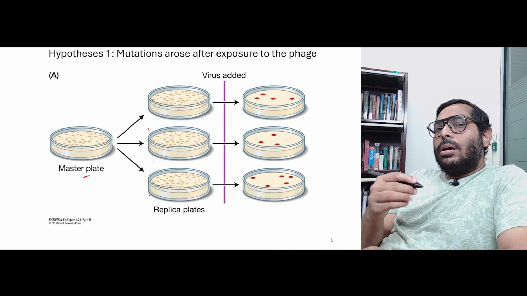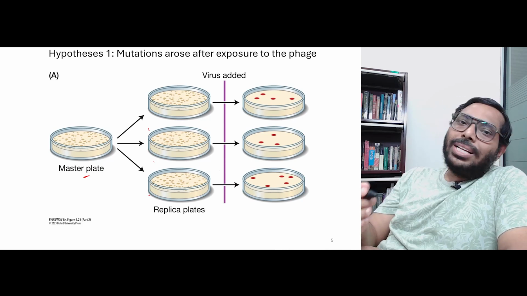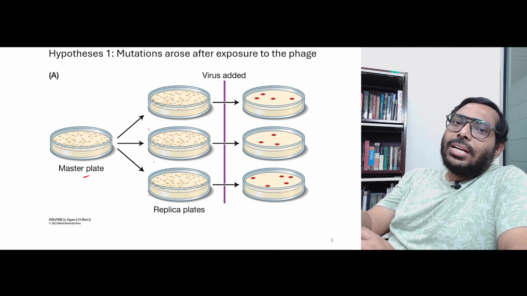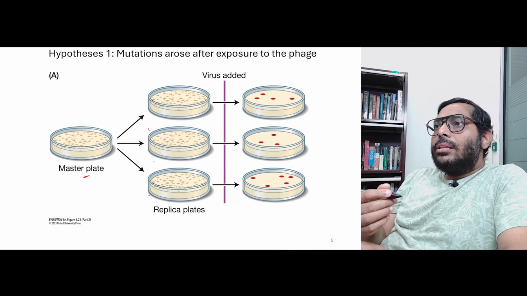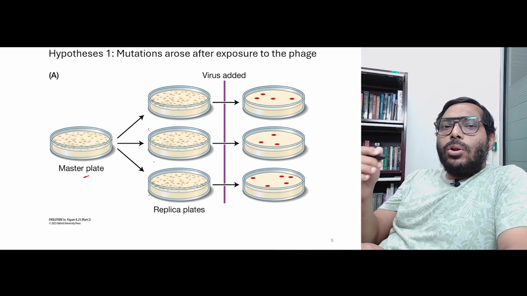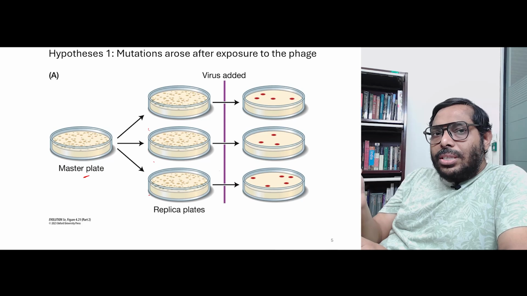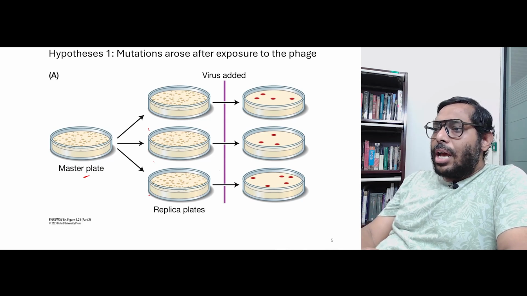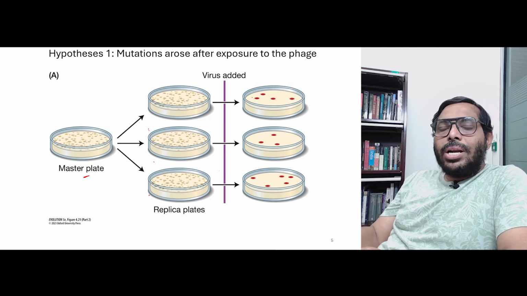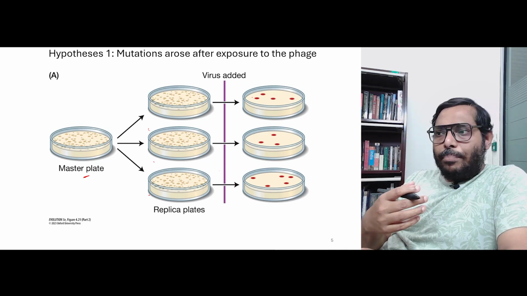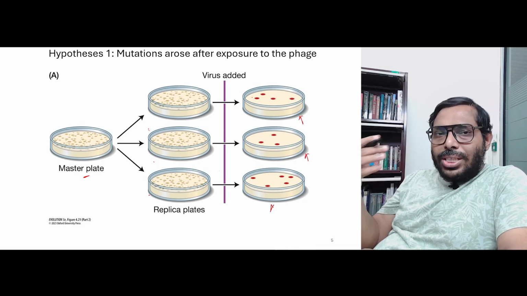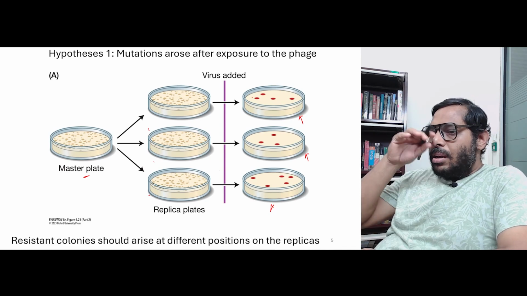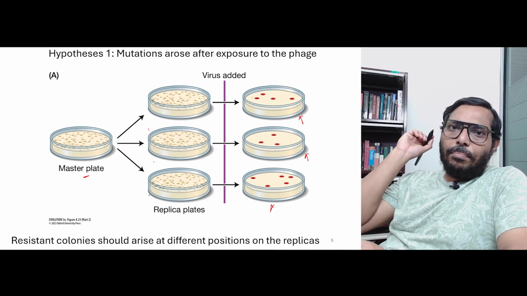Now remember, the mutations arising is a probabilistic event, right? So not every bacterial colony which is getting challenged is going to lead to a mutation. Therefore, if it is a probabilistic thing, then you do not really expect that the same colonies again and again are going to get the mutations. In other words, the mutations are going to be formed in some colonies, but these are going to be different colonies for different replica plates, which means that the positions of the colonies are going to be very, very different. In other words, if you have the mutations arising after exposure to the virus, the resistant colonies will be at different positions on the plate.